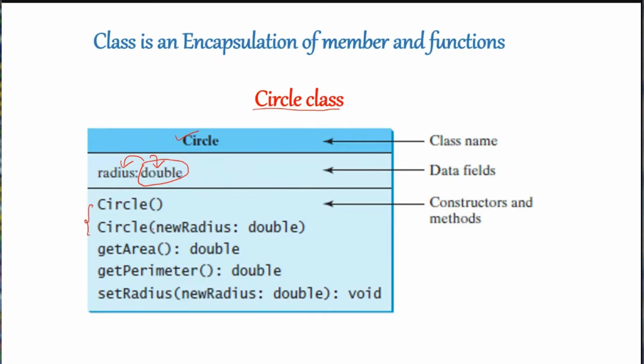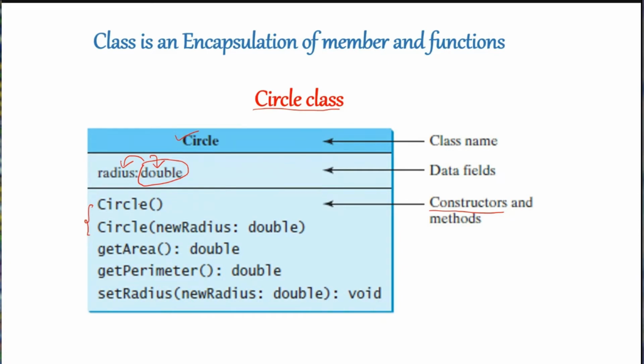These two are the constructors. As I said, a constructor is a special method, or a special function, which has very limited functionality. And what is the functionality? It is going to initialize the object, for the first time.